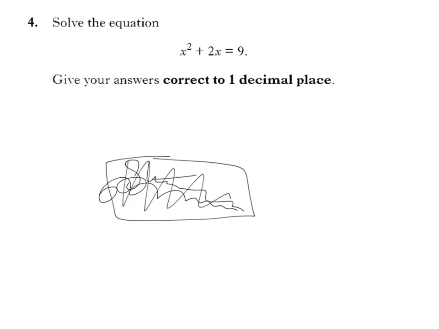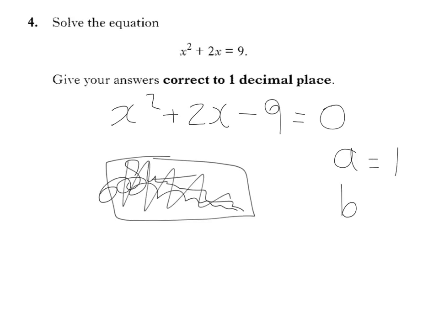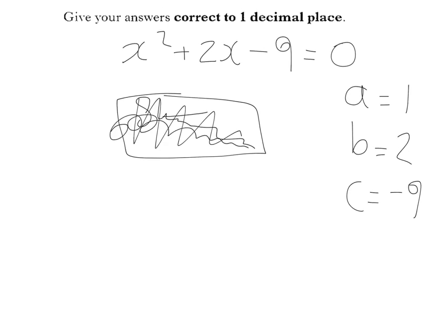Section 13, example 12. Solve the equation x squared plus 2x equal to 9. Give your answers correct to one decimal place. So again, I would interpret that as a quadratic formula equation. Remember, to solve quadratic equations, they need to be equal to 0. So bring that 9 across and make it minus 9. I've now got a is equal to 1, b is equal to 2, and c is equal to minus 9, and I can proceed with the quadratic formula.